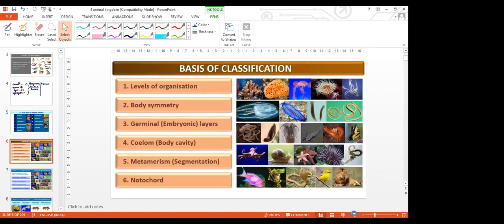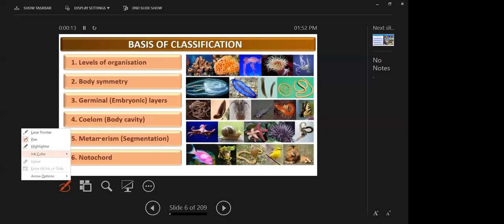So these are the basis of classification of animal kingdom. So they'll ask you, what are the basis of classification of animal kingdom? Level of organization, body symmetry, germinal layers, that is when the embryo is formed, there are different germinal layers. Body cavity, metamerism, that is segmentation of the body, and finally the notochord. So let's take up each one of them and understand what it is.